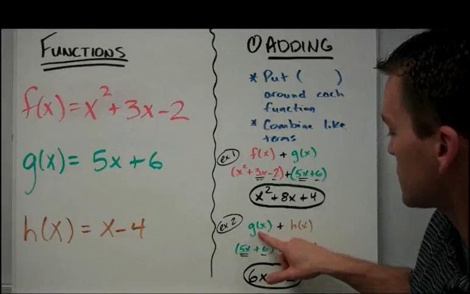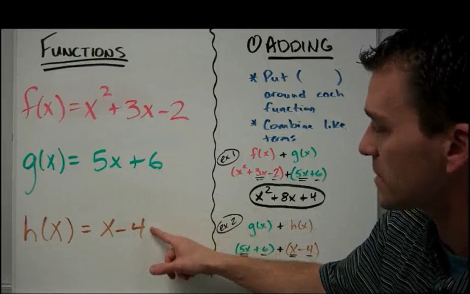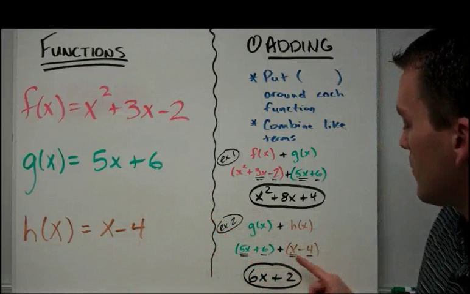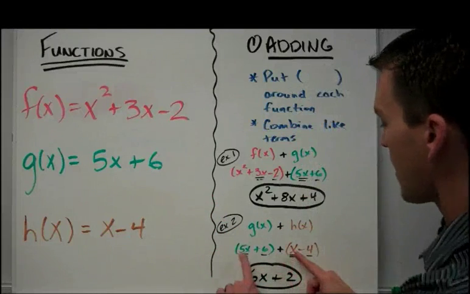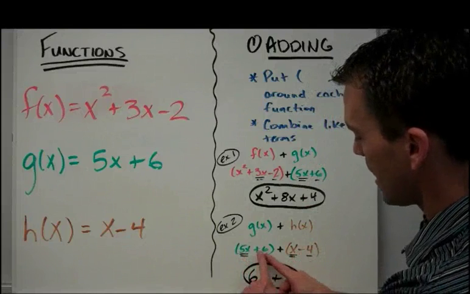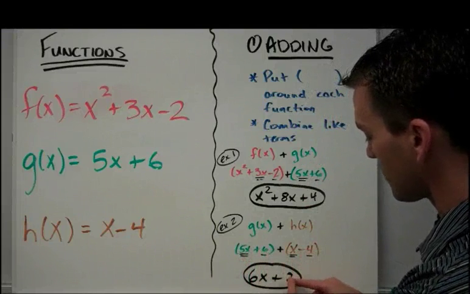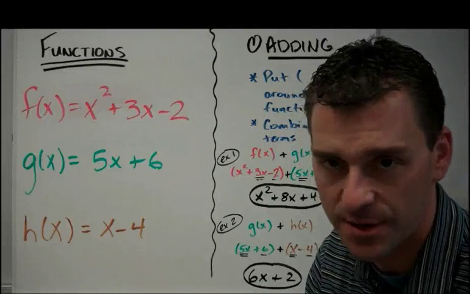Second example, g of x plus h of x. Take these two functions, put parentheses around each, and then simply combine like terms. You take the 5x and the x, and you get 6x, and the 6 and the -4, add them together, and you get positive 2. That's all you need to do when you're adding functions. It's as simple as that.